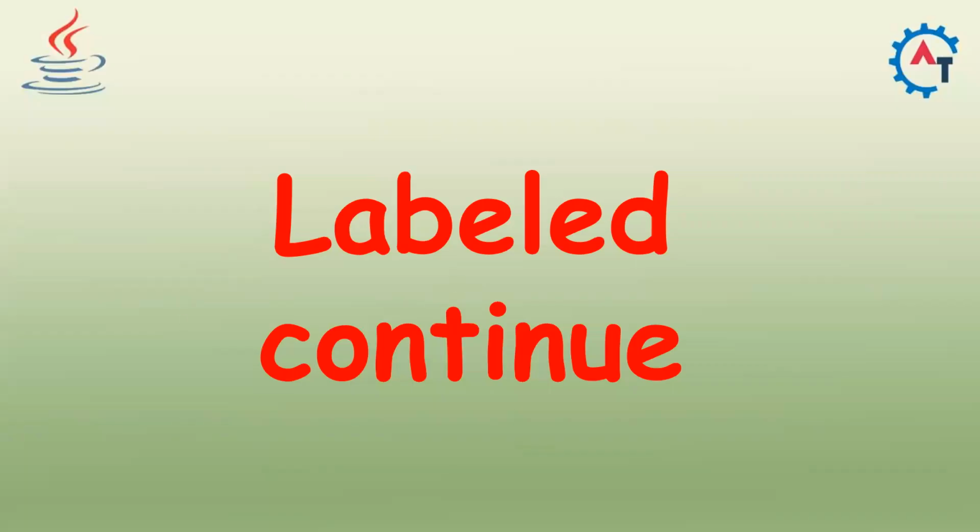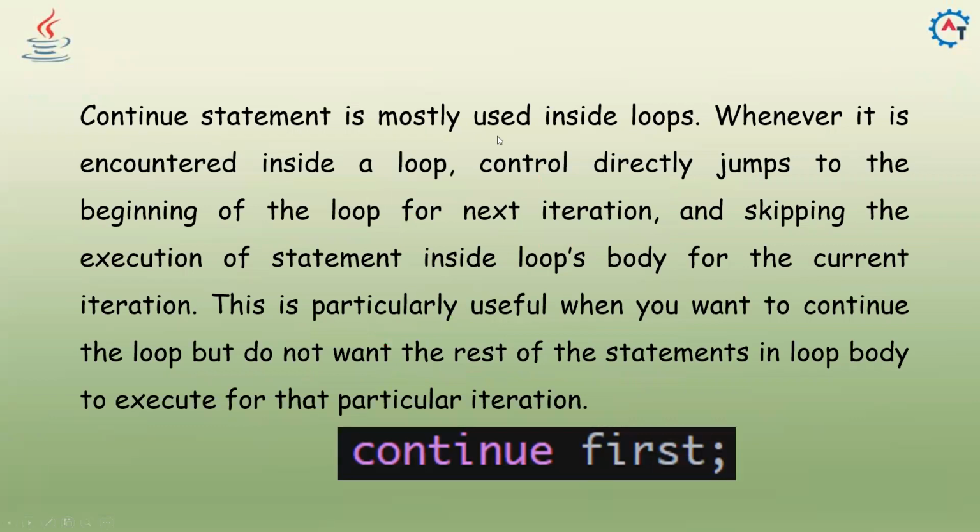Hi, in this video, we will see labeled continue in Java. In our previous video, we have seen what is unlabeled continue statement. In this, we will see labeled continue. The continue statement is mostly used inside loops. Whenever it is encountered inside a loop, control directly jumps to the beginning of the loop for the next iteration, skipping the execution of the statements inside the loop's body for the current iteration.